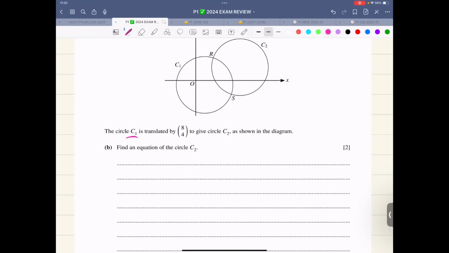Second thing, the circle C1 is translated by this vector to give circle C2. That means this is the center, this is the other center. What has happened is that we are moving 8 units to the right and we are moving 4 up. So 8 right, it's not drawn to scale, 4 up, and what you are getting is the new center. Now remember that in the concept of transformation, when we talk about translation or reflection or rotation, the area is unchanged. That means the radius remains the same. The radius is the same as before.